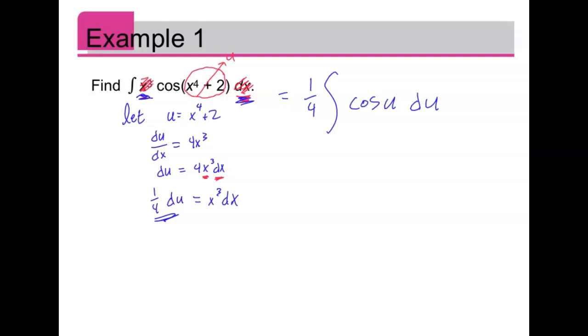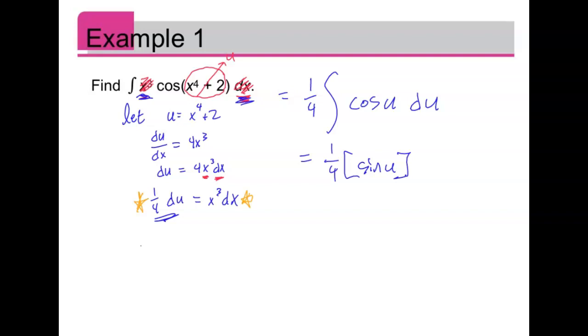Okay, antiderivative of cosine is sine. This is 1/4 sine u. Yes. Just based off of this equation, x cubed dx is a fourth du. So I just substituted out based on that equation.